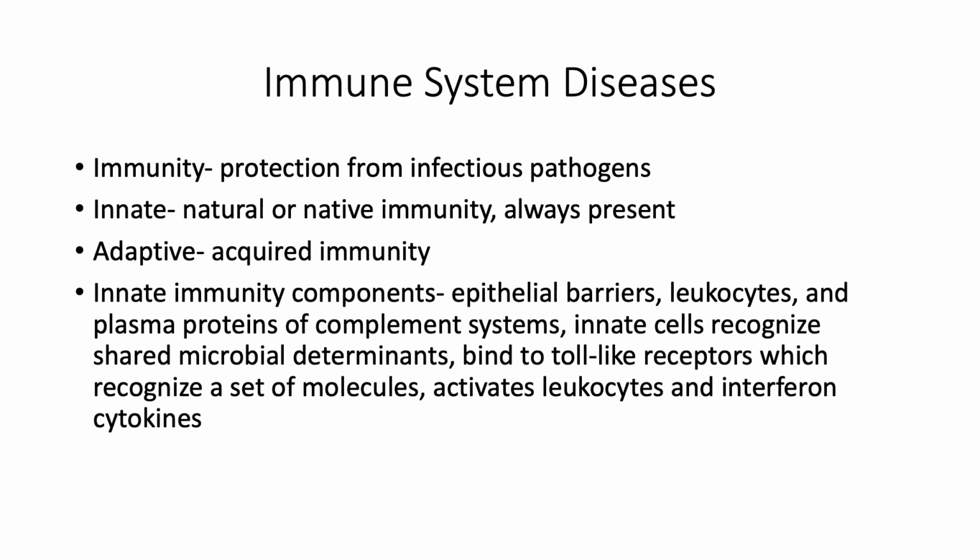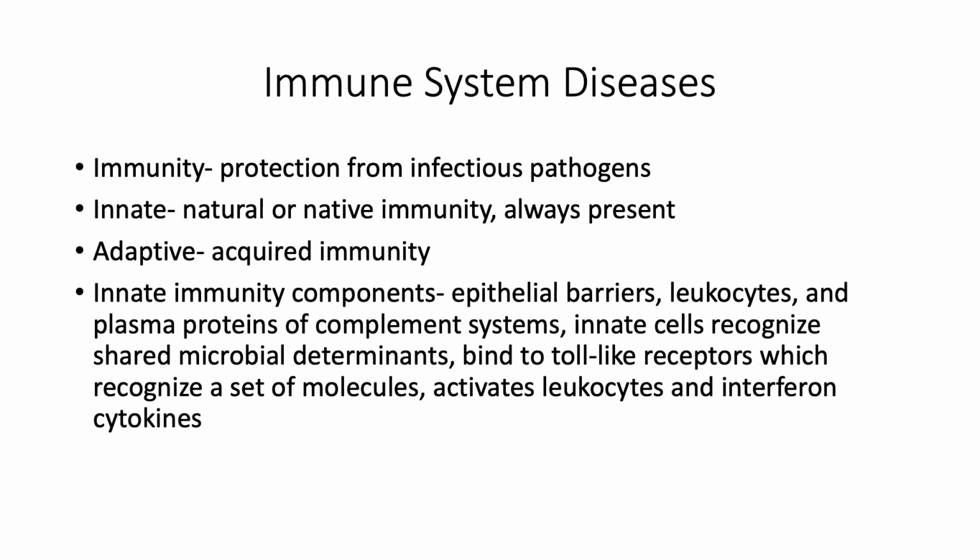Immune system diseases. Immunity is a state of protection from infectious pathogens. There's innate immunity, which is natural or native, and this is always present. Adaptive is acquired immunity. Innate immunity components are common to all species of the same type: epithelial barriers, leukocytes, and plasma proteins of complement systems. The innate cells recognize shared microbial determinants.